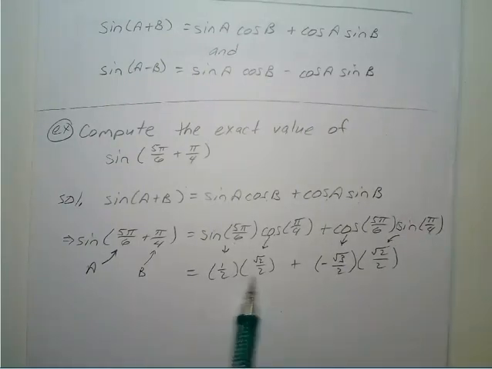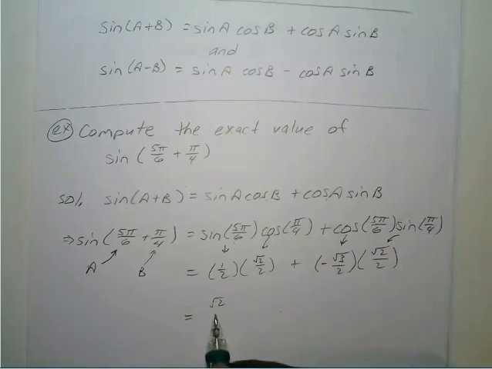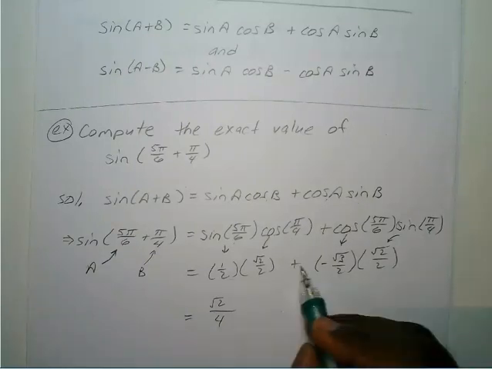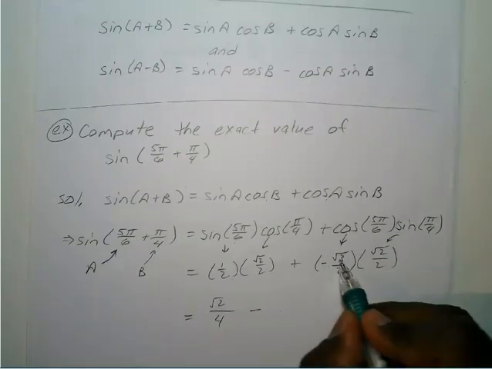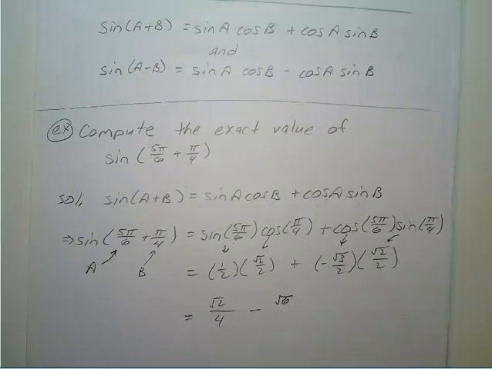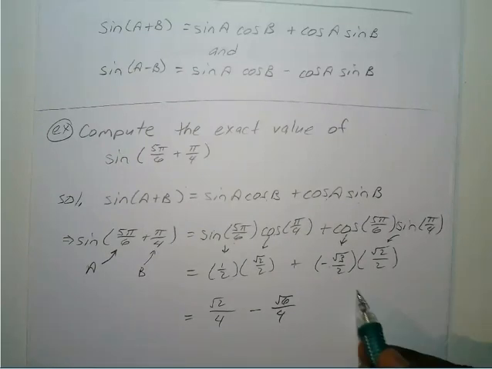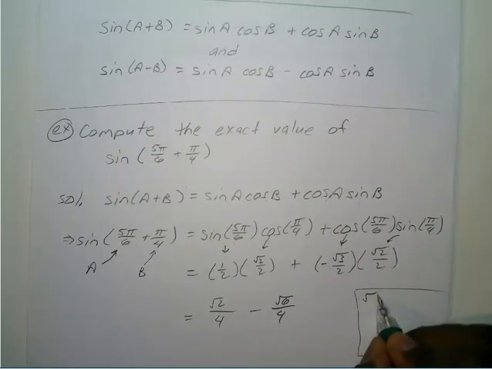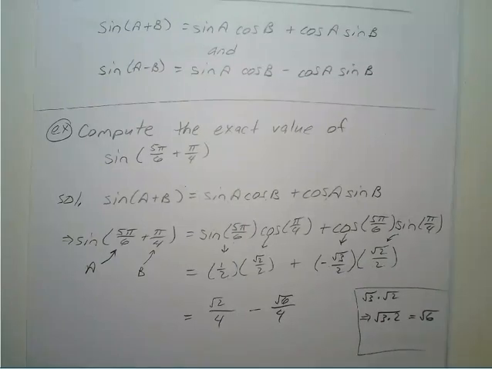Okay, so now we simplify each term. You have 1 times square root of 2, which is square root of 2, over 2 times 2, which is 4. Plus a negative, so that becomes minus square root of 3 times square root of 2 is square root of 6, all over 2 times 2, which is 4. So remember, if you have square root of 3 times square root of 2, that's just square root of 3 times 2, which is square root of 6.